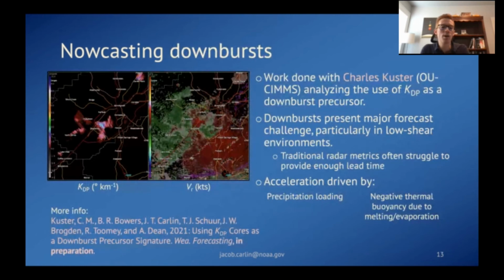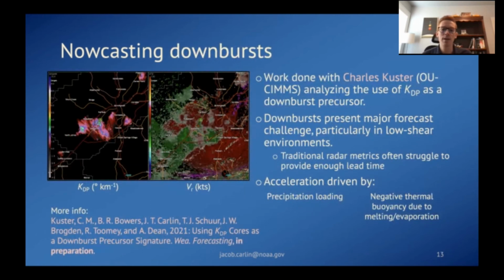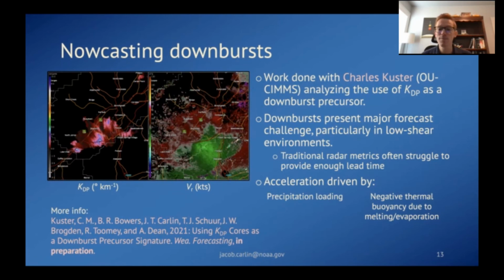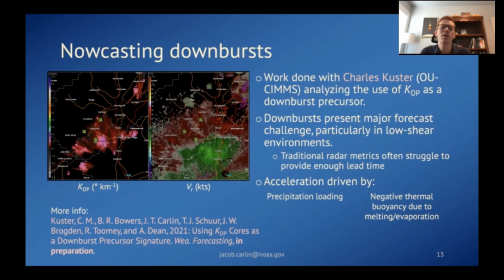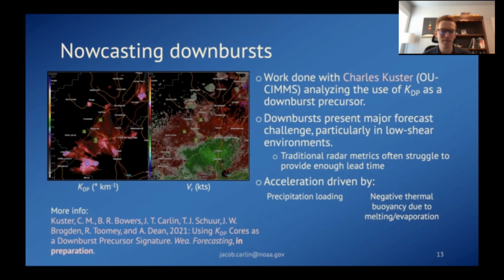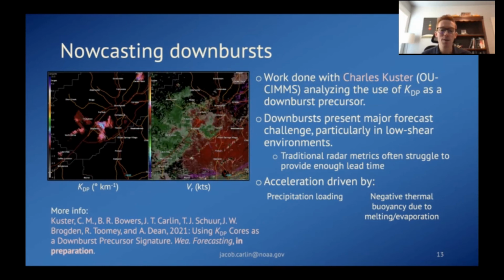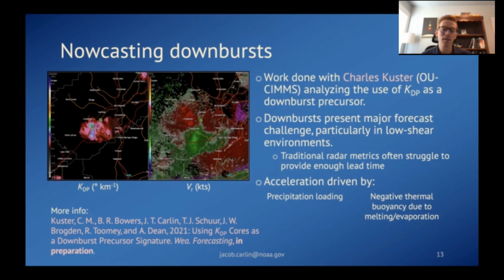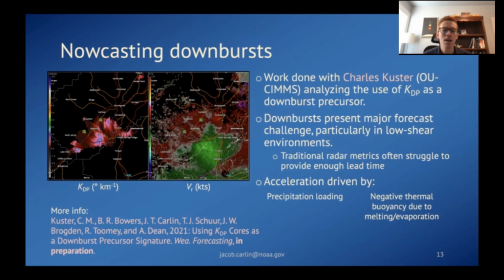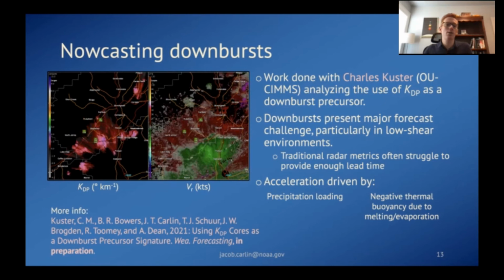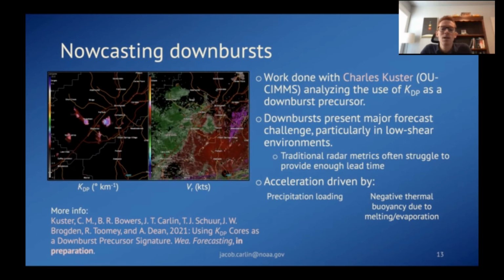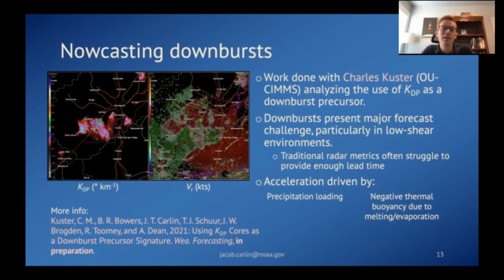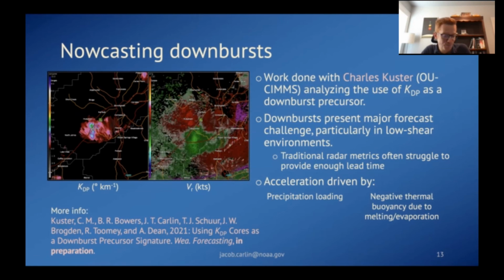Finally, moving toward downbursts. This is work I'm doing, but it's really being led by Charles Custer, another research associate at SIMS with me. And we're really looking at the use of KDP as a downburst precursor. So we know that downbursts present a major forecast challenge for forecasters, and this is particularly the case in low shear environments. In these environments, we find that the traditional radar metrics like descending reflectivity cores often struggle to provide enough lead time for forecasters to issue warnings.